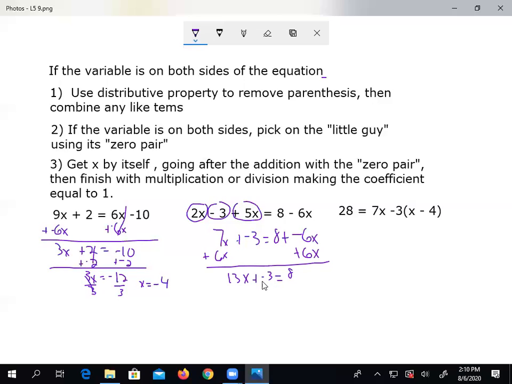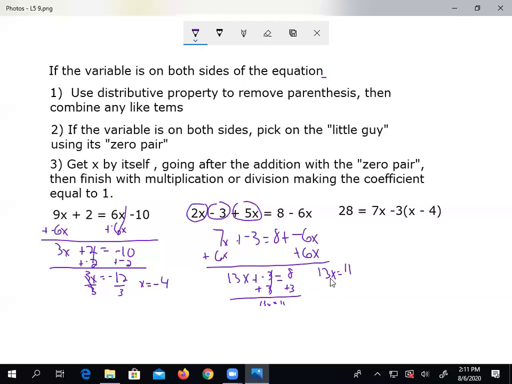And then to get rid of the negative 3, I want to add a positive 3. And I want to add a positive 3 over there. And since the negative 3 and the 3 will zero out, that leaves me this 13x. And that's going to equal an 11. Looks like I'm running out of room there, so I'm going to rewrite that. So 13x is going to equal 11.